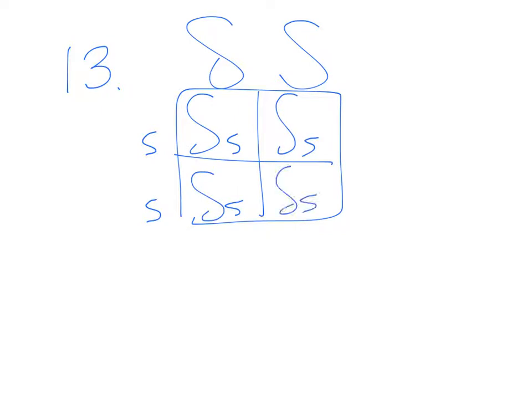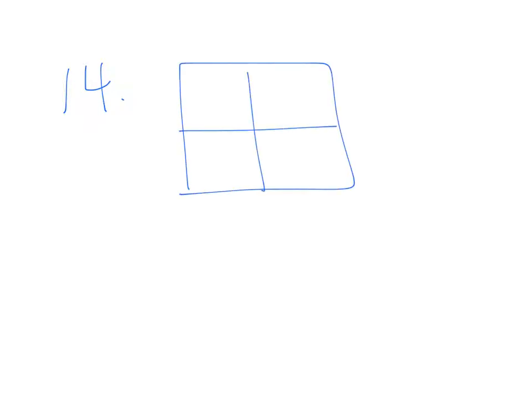There's your cross. What percentage of the offspring will have short hair? Short hair is dominant. Capital S is what you're looking for. 100%. Number 14. Show the cross, so you're showing your work of two heterozygous guinea pigs. Big S, little s, big S, little s.